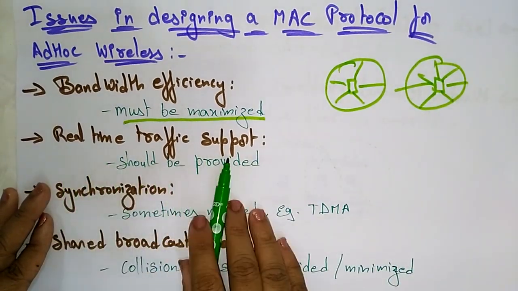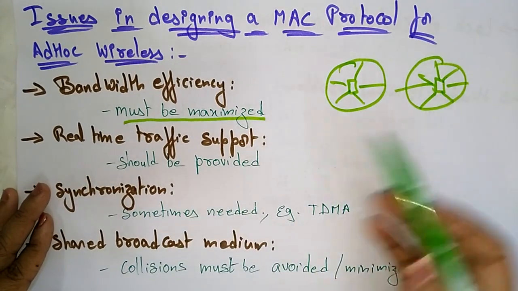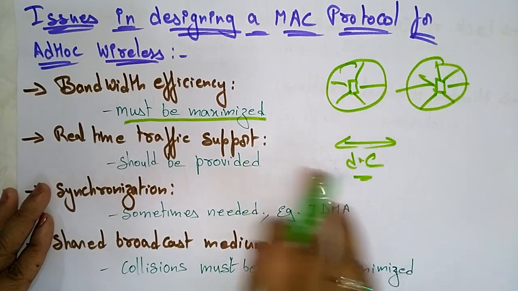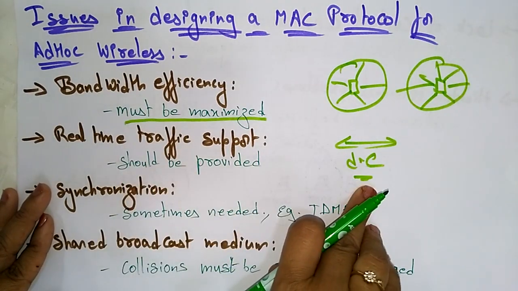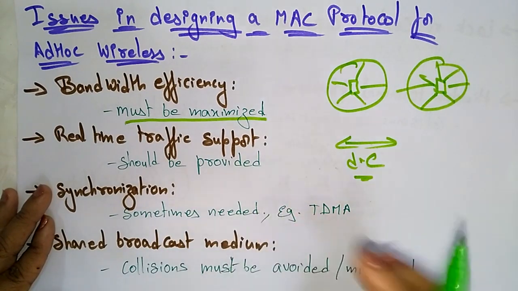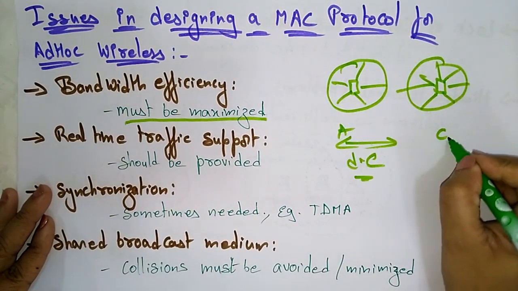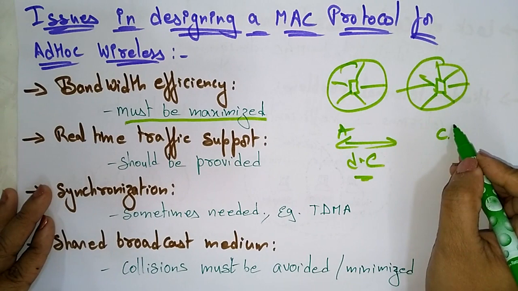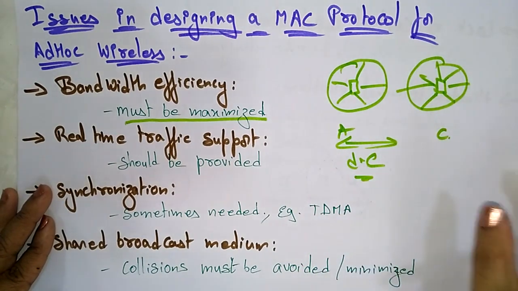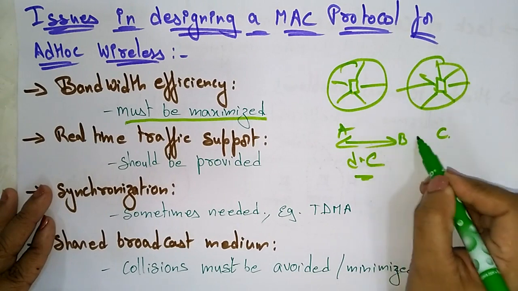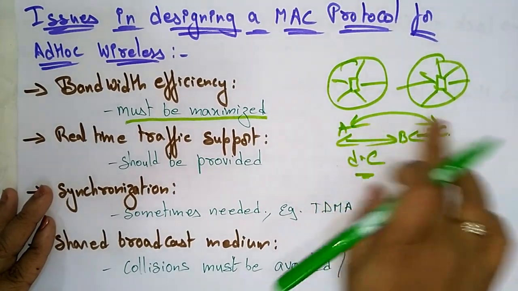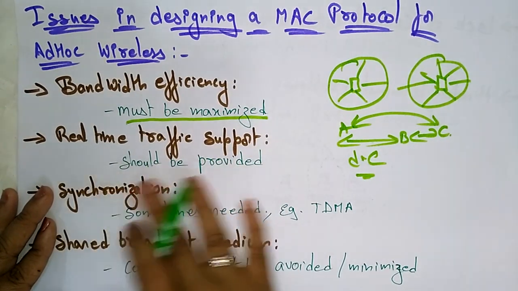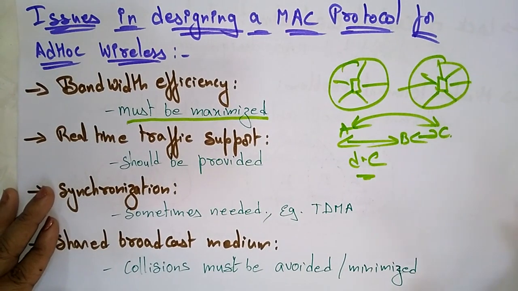Next is the real-time traffic support we need. Real-time traffic support is nothing but data communication, and it should be provided. Suppose A wants to send information to C. If C is not in A's range, a communication should be established between A and C also. So real-time traffic support is needed so that there is no loss of data packets.